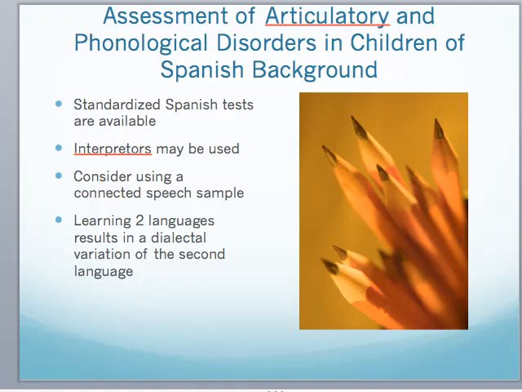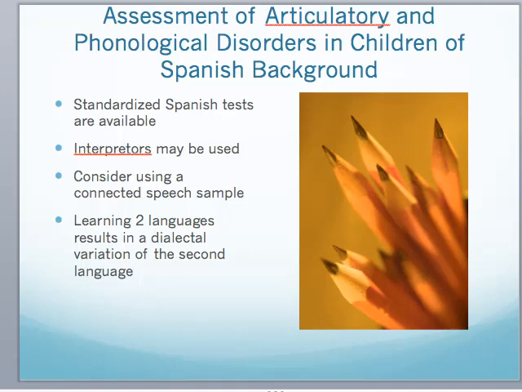However, there are going to be times that interpreters may be used. So if it's just strictly an articulation test, you have to train an interpreter to help you give a test if no one else is available to administer a Spanish test. And there are specific guidelines that you would use.